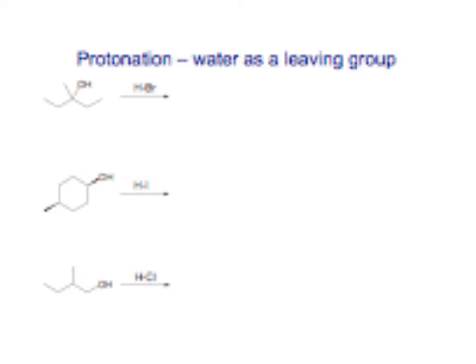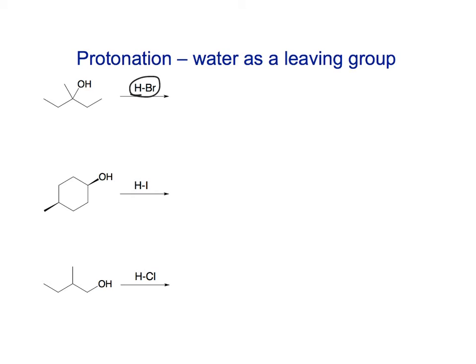If we treat an alcohol with a strong acid like hydrobromic acid, the first step will be that the non-bonding pairs on the oxygen will react with a proton and we will protonate that oxygen. If we do that, it converts the OH into a water molecule. That water molecule is still attached to the molecule, but now it becomes a good leaving group.